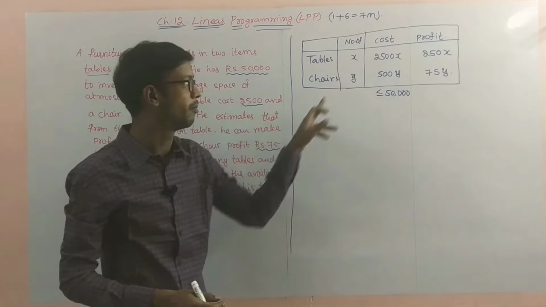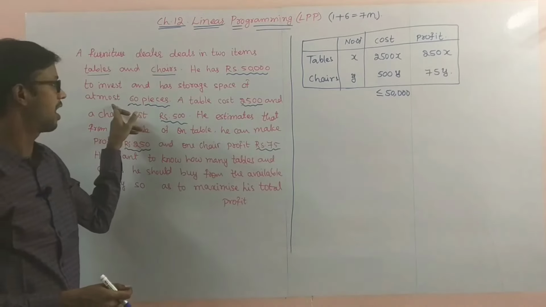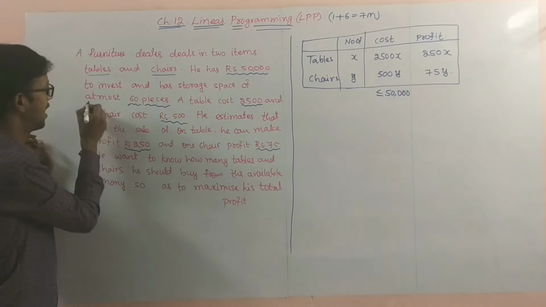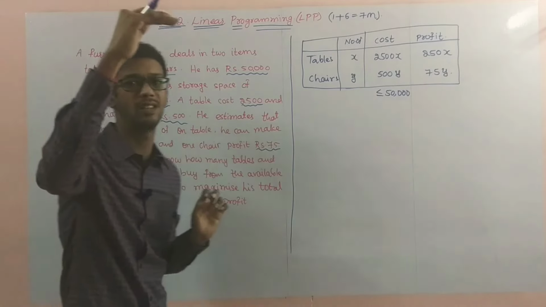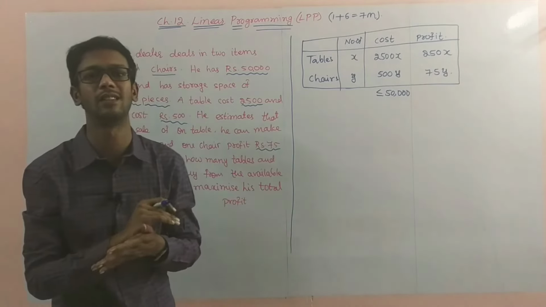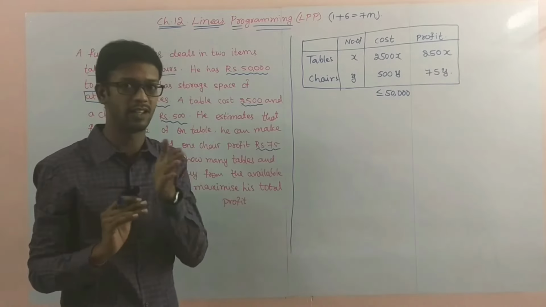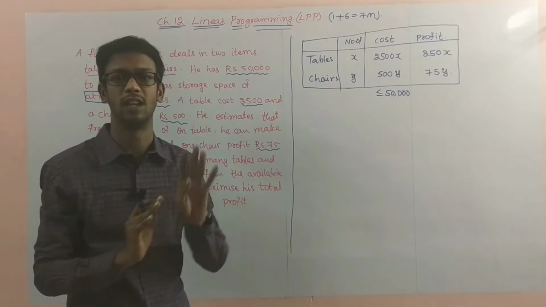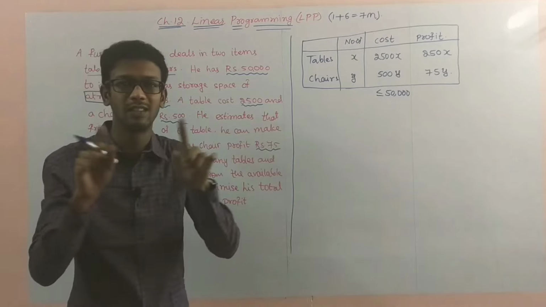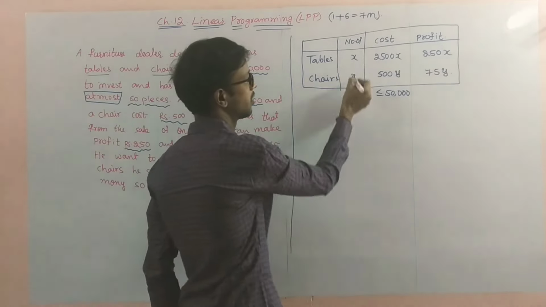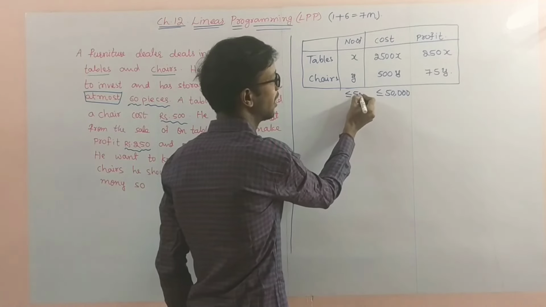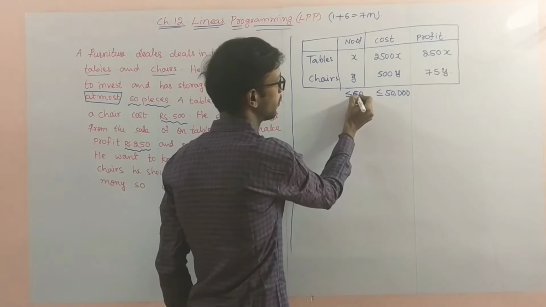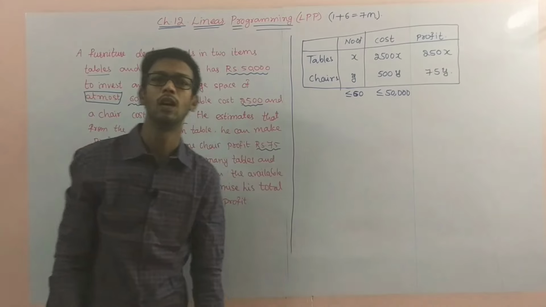Next, the number of items. At most, they are asking here. At most means highest, and that is only 60 pieces. You can make less than 60 or equal to 60, but not more than 60. Why? Because your space is not there. So the total number of items compulsorily should be less than or equal to 60.